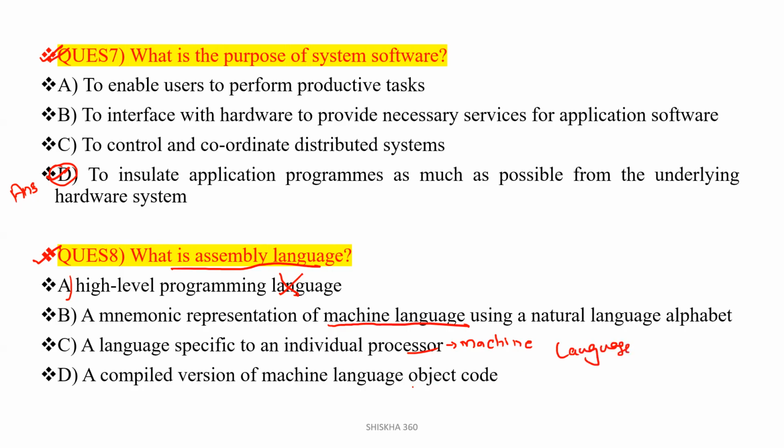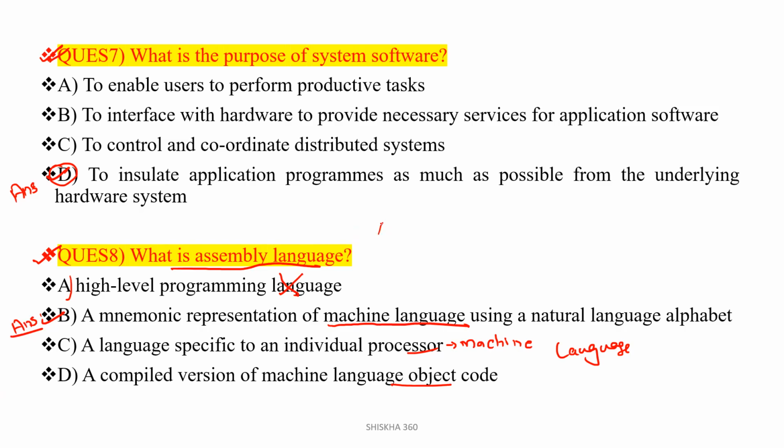A compiled version of the machine language, object code. Clear? So the correct answer is option number B, that is, it is a mnemonic representation of a machine language using a natural language alphabet. Clear? So option number B will be the correct answer.